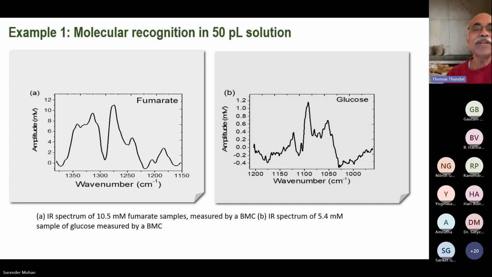So this is an example, a molecular recognition of 50 picoliters of, say, fumarate, and the B shows the glucose. They are in physiologically relevant concentrations. As you shine different wavelengths, it changes the thermal properties because the molecules are absorbing and the cantilever bends. So you record the cantilever bending as a function of wavelength, and you get the spectrum of fumarate and the glucose. The next slide.